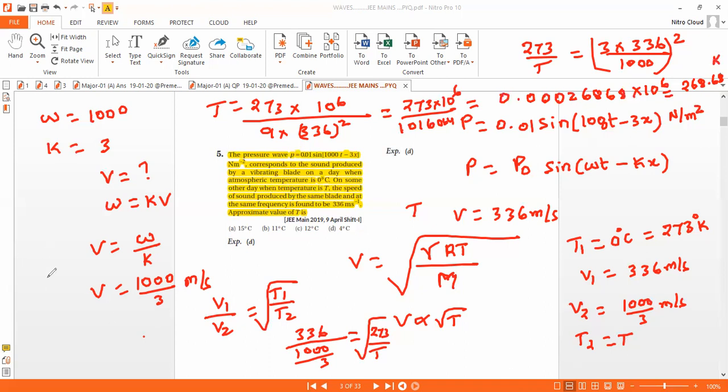So 273 minus 268.68 is 4.32, that is approximately 4.